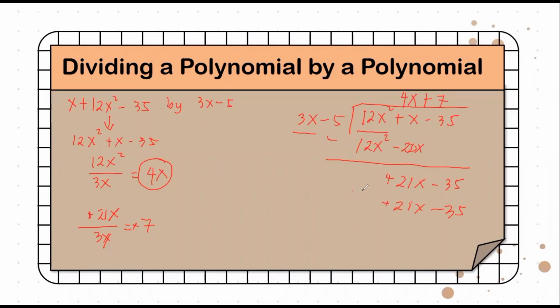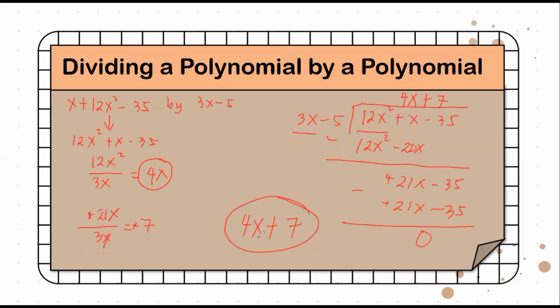And then we subtract. This will give us 21x minus 21x is 0. Negative 35 minus negative 35, copy opposite, change, it's equal to 0. So our final answer would be the quotient when you divide 12x squared plus x minus 35 by 3x minus 5 is 4x plus 7. Okay, so that's under dividing a polynomial by another polynomial.